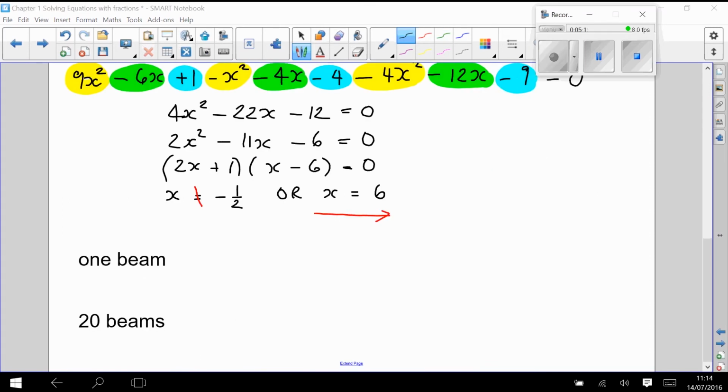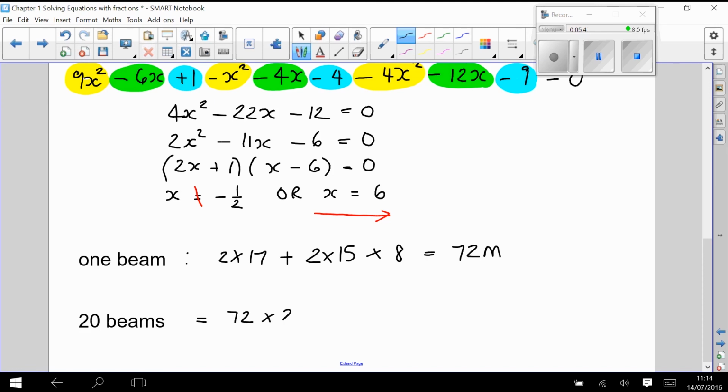So one beam would in fact have 2 hypotenuses, which are 17 units, 2 horizontal lengths, which are 15 units, and 1 length from A to C, which was 8 units. In other words, I would need 72 meters to make one beam. That means that for 20 beams, I would need 72 meters 20 times over. And so the amount of wood that I would need altogether to complete this project would be 1,440 meters.